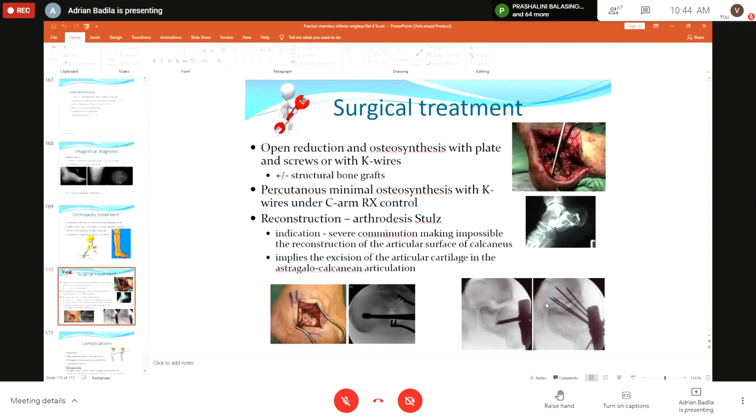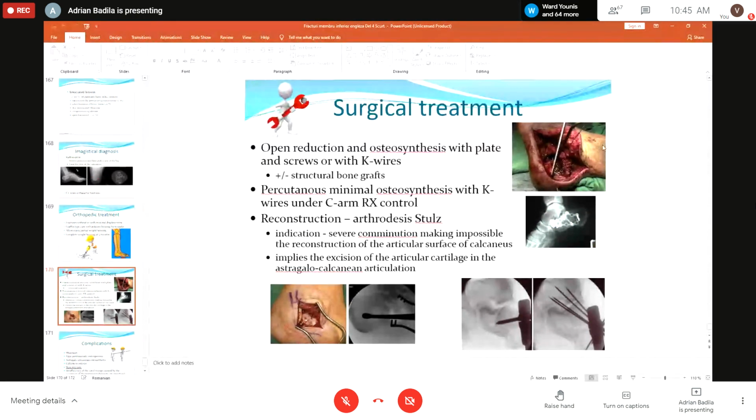If we have a displaced fracture, a fracture of type 2 or type 3 in the Böhler classification, we can perform a number of surgical procedures. We have 3 options here. The first one is open reduction and osteosynthesis with plate and screws or with Kirschner wires. Because in such cases we have large depressed fragments, after reduction we have a residual cavity, and this cavity will be filled with something, usually with autograft harvested from the iliac crest.